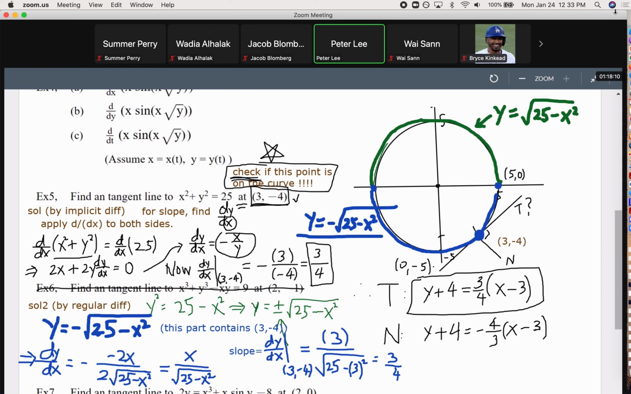But the problem is, on example 5 you can do it by regular differentiation, whereas for examples 6 and 7, regular differentiation is not even possible. The reason why regular differentiation is possible here on example 5 is because we can separate the x, we can solve for y in terms of x.